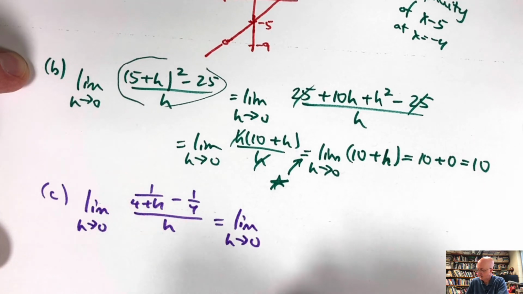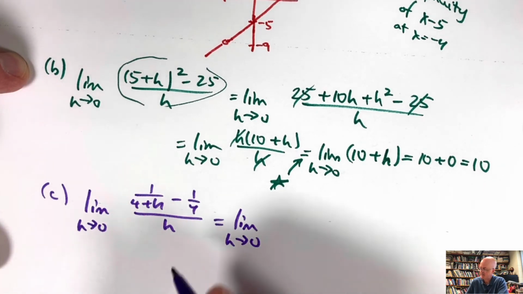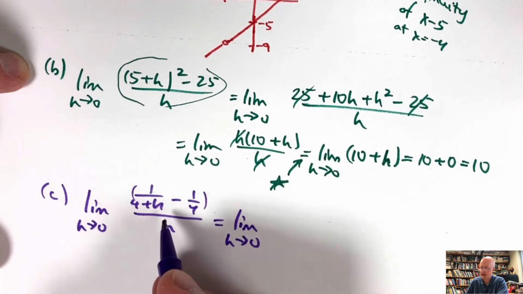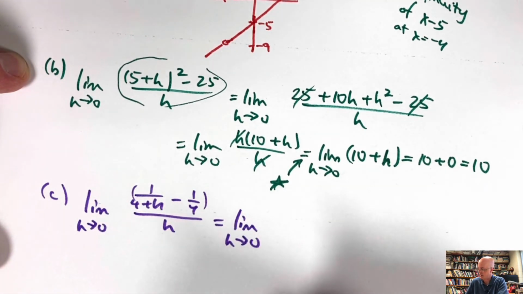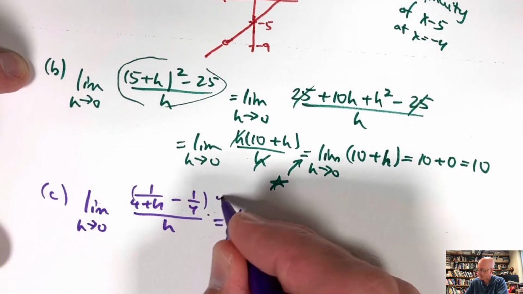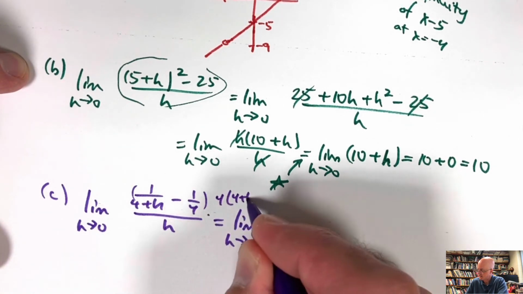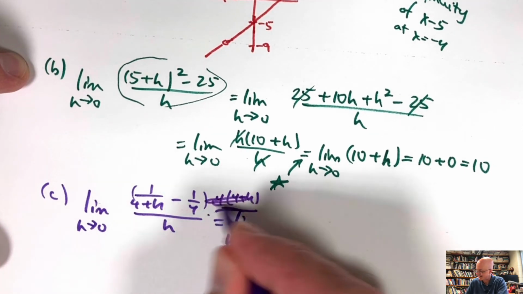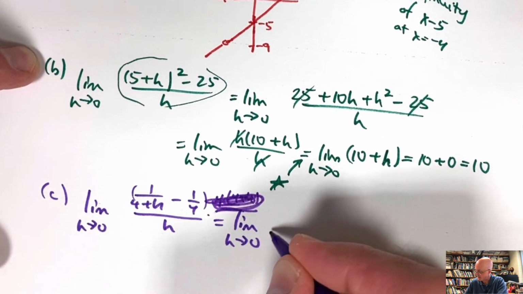Or what I find a little quicker is to multiply the top and the bottom of this big fraction by the common denominator, 4 times the quantity 4 plus h. If you do it to the top, you've got to do it to the bottom to compensate. That's a little bit messy, so let me redo it over here.